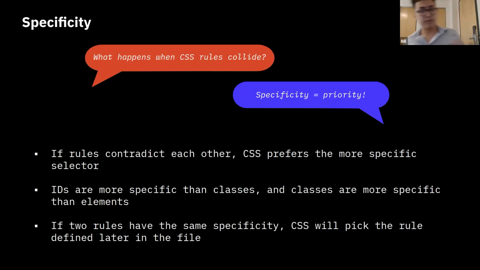Now, if two rules have the same specificity, which in practice really shouldn't happen, but if it were to happen, the CSS is just going to pick the rule that's defined later in the file. But again, you should try to avoid having this as an issue.